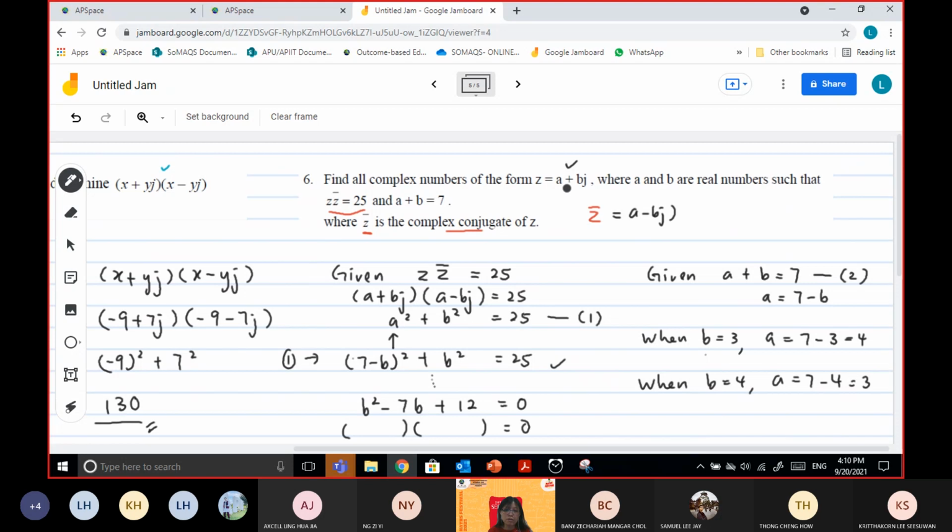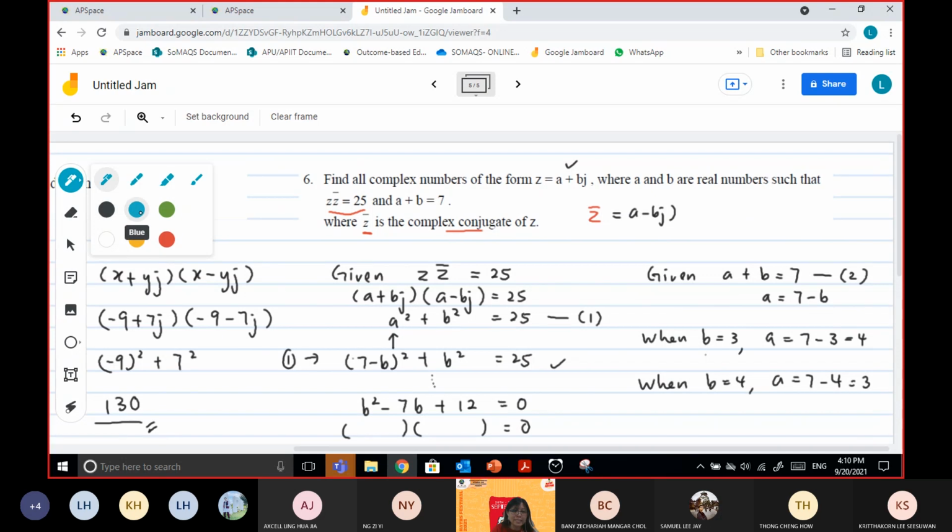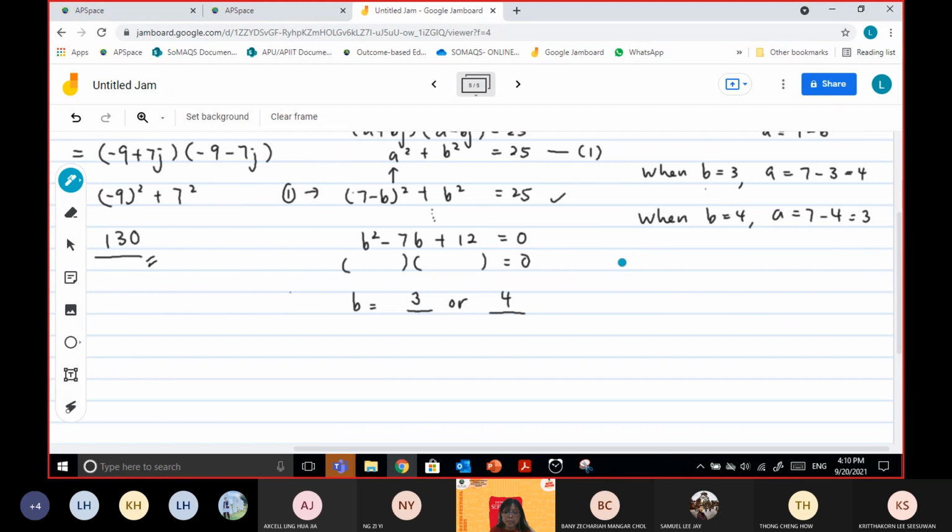Find all complex numbers of the form z equals a plus bj. Since you are asked to find all complex numbers in this form, your answer should be: the complex numbers are, first one, when a is 4 and b is 3, z equals 4 plus 3j, and z equals the other one, 3 plus 4j. So 4 plus 3j and 3 plus 4j. So these are the answers.